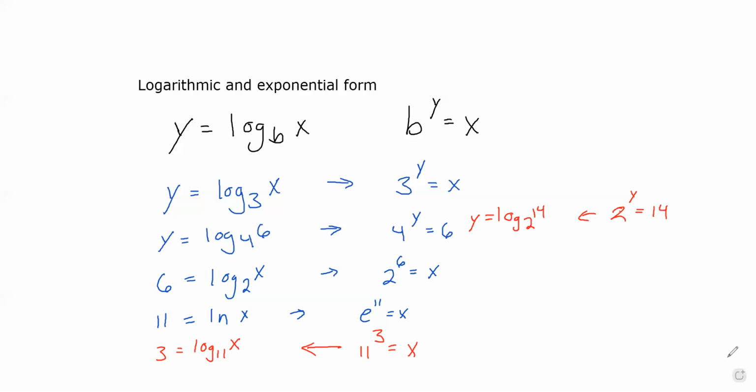And this also works with multiple expressions too. So if I say, let's say, 3 plus x equals log base 7 of 11, in exponential form, we'd say base 7 to the power 3 plus x equals 11, just like so.